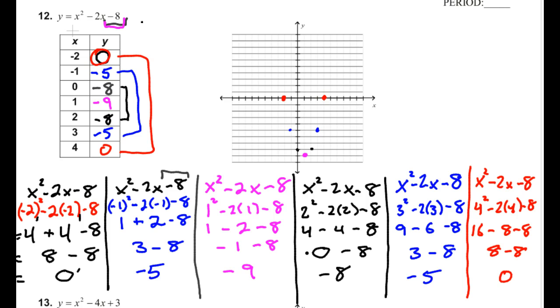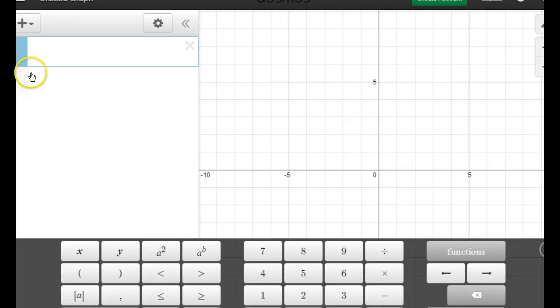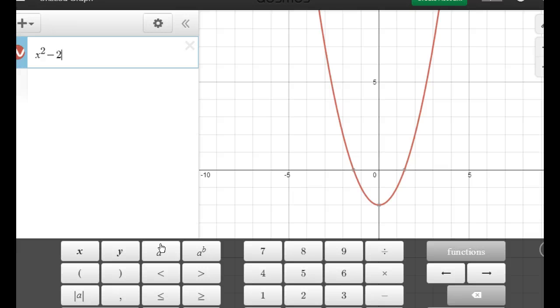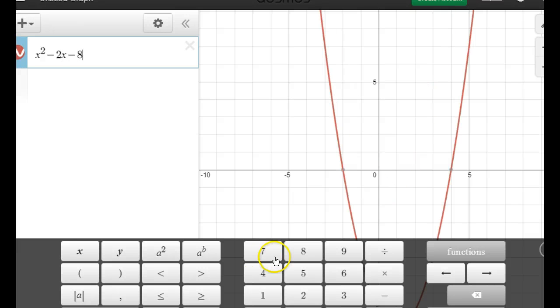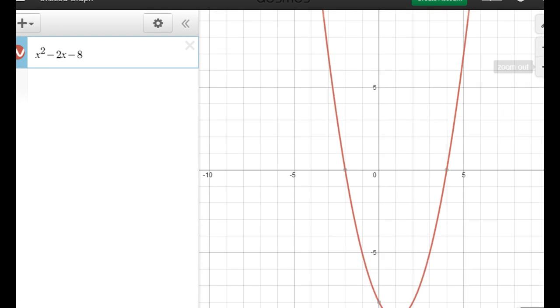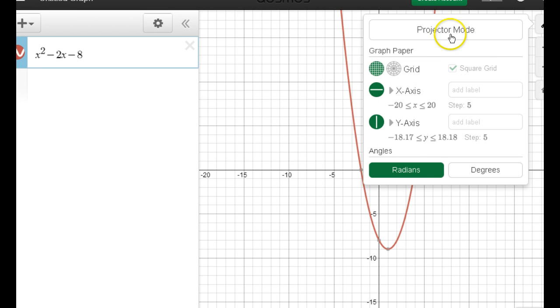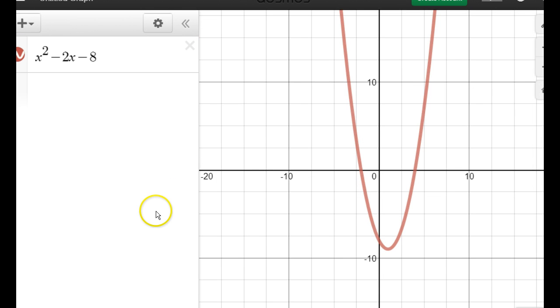And just in case you're not sure, you can always go to Desmos. X squared minus 2x minus 8. Do a little zoom out. Right. There's your graph. Looks pretty good. Looks similar to what I got.